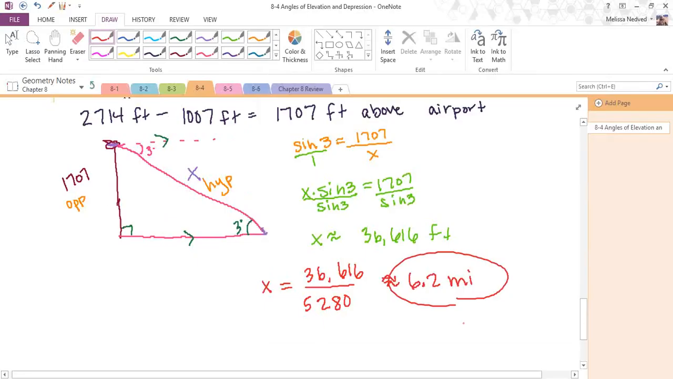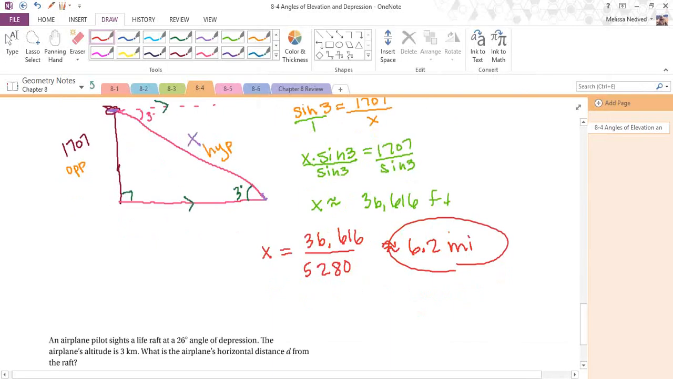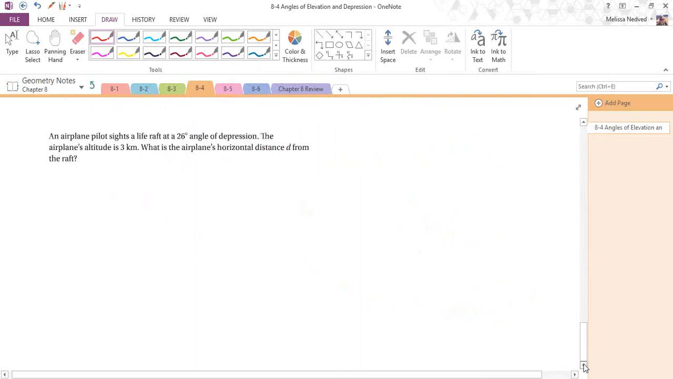So like I said, the angle of depression problems tend to be a bit more involved. We've got one more example. It's not quite as many steps, so let's go ahead and take a look at that, and we will practice angle of depression again. An airplane pilot sights a life raft at a 26-degree angle of depression. The airplane's altitude is 3 kilometers. What is the airplane's horizontal distance from the raft?